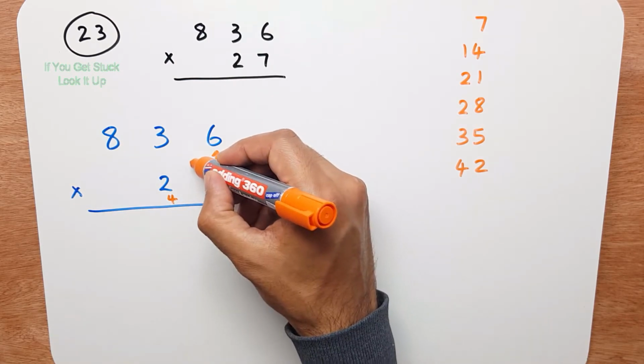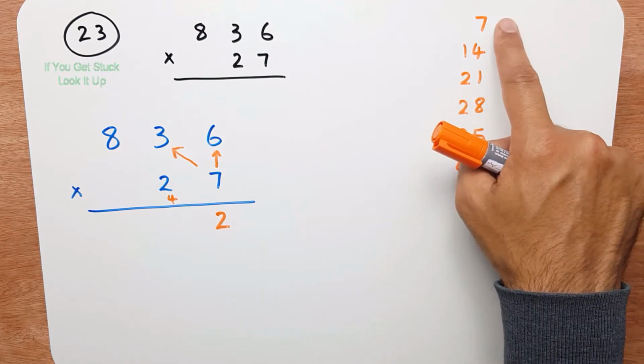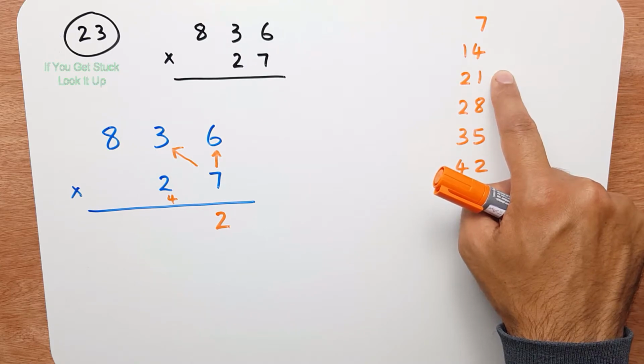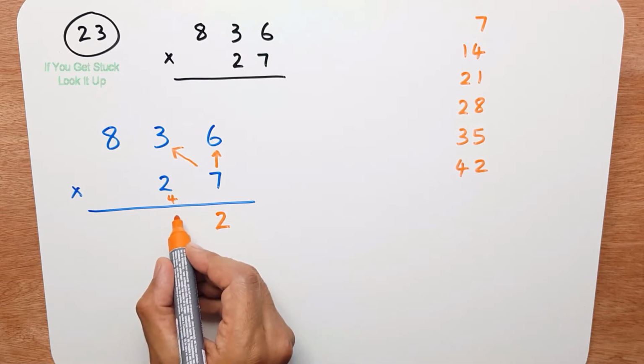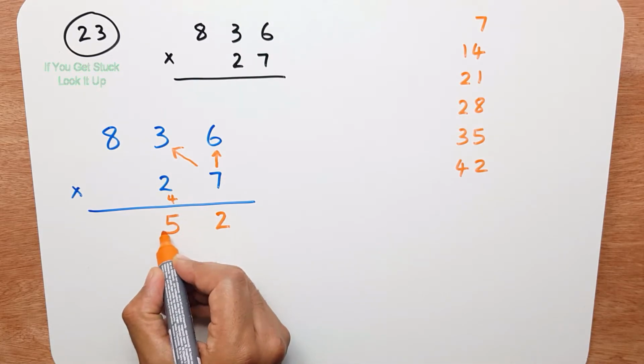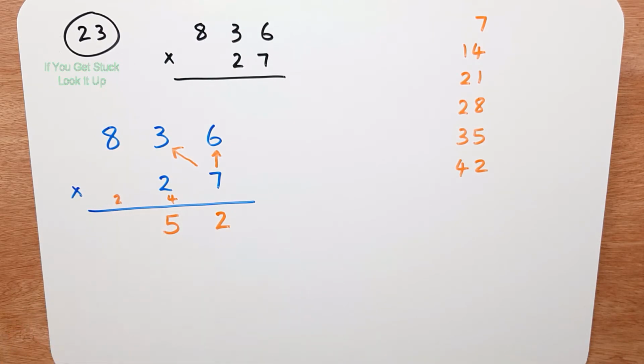Now I do 7 times 3. And 7 times 3 is 7, 14, 21. Plus the 4 that we've carried over. So that makes it 25. Put the 5 down, we carry the 2 over to the next column.